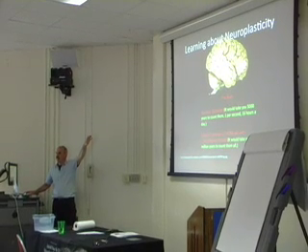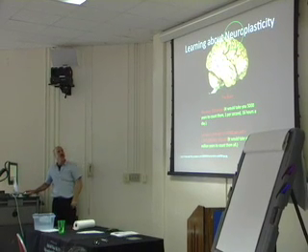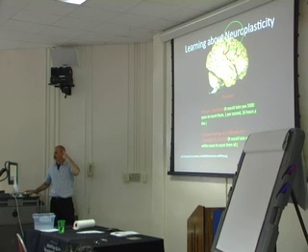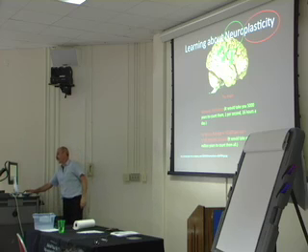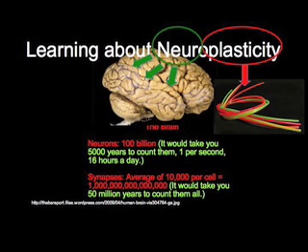That's a weird word, isn't it? Neuro. Let's break it down. Neuro, brain, right? So that's the brain, the whole brain. Okay. Plasticity. Plasticity is a strange word. Think about the word plastic.